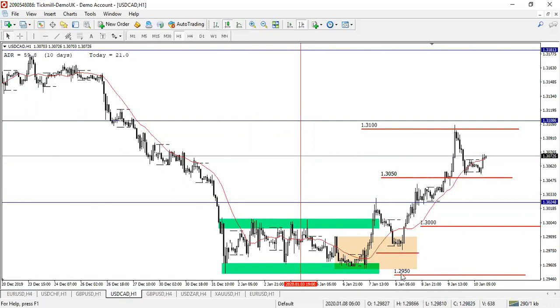This is a round number, 1.2950 is a round number. Since this round number is below this box, it is clear to me that price has rejected this zone here. Because look at this, guys. Let me show you. This is rejection. And then we had another rejection here.